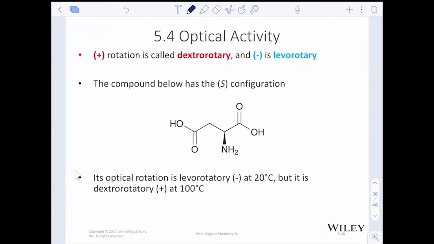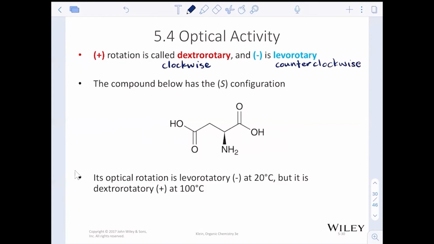The positive rotation is called dextrorotatory. And so what that means is that it rotates to the right, clockwise, if you're thinking about how a clock goes. Levorotatory is counterclockwise, and that is the negative.